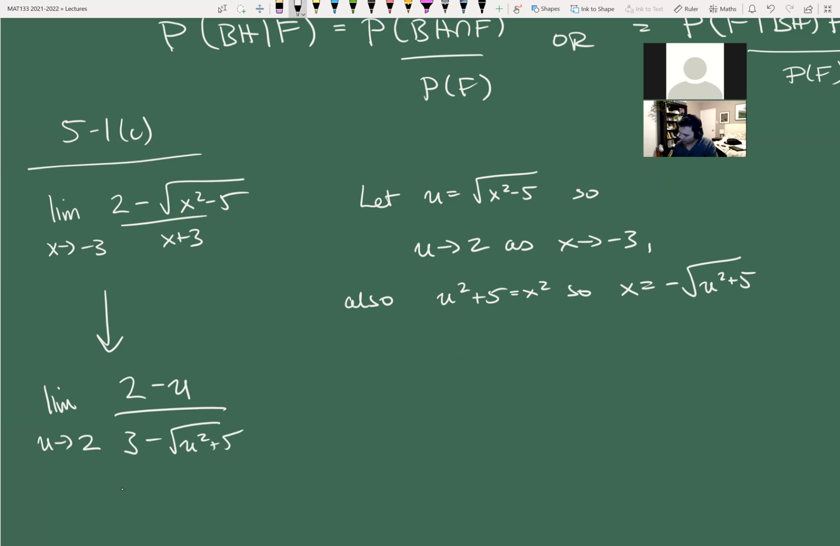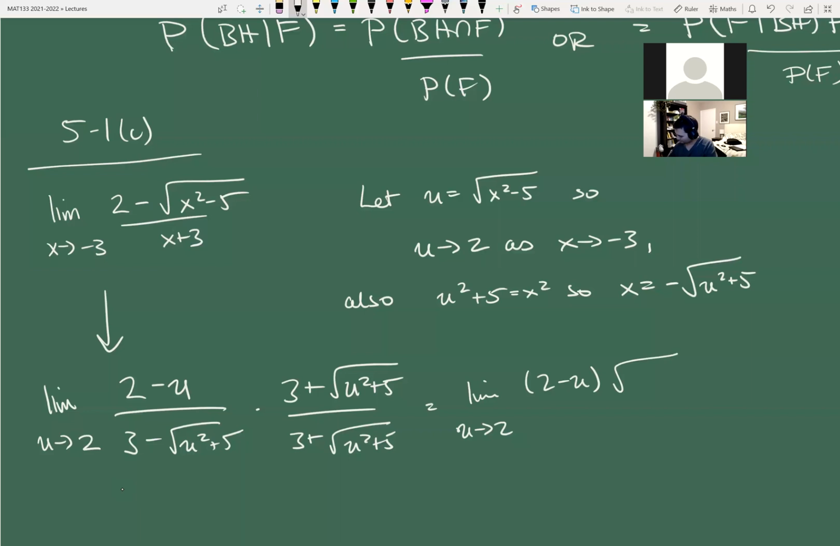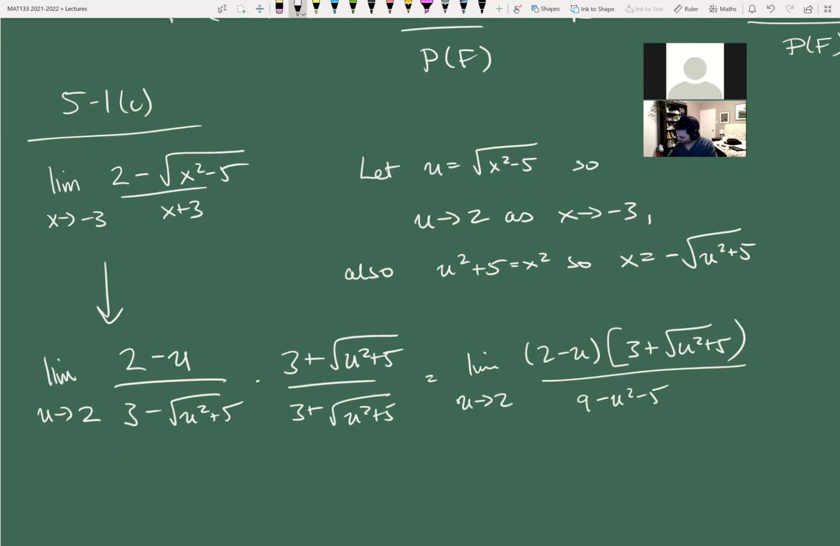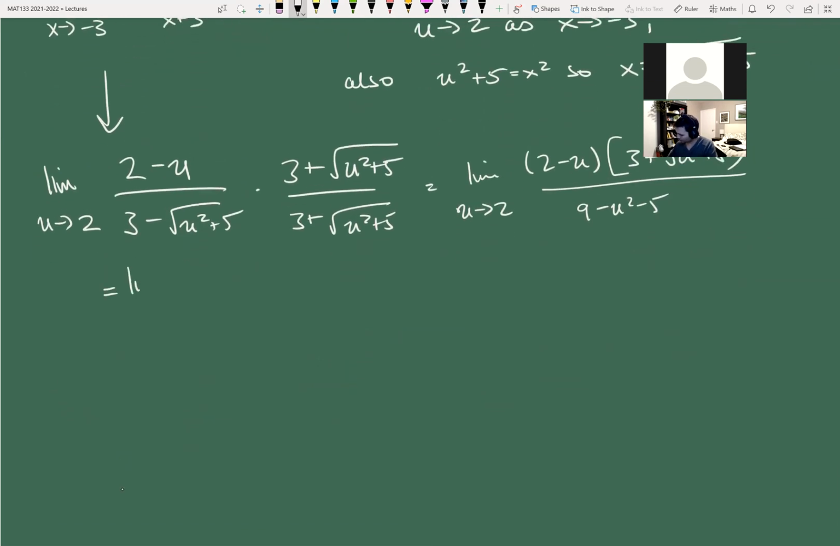And this is what I was kind of saying earlier. You don't really have a choice here. You're going to have to do a conjugate. So you can either do the conjugate at the beginning or you can do the conjugate now. Multiplying by the conjugate, the denominator becomes 9 minus u squared minus 5. So this gives us the limit as u approaches 2.